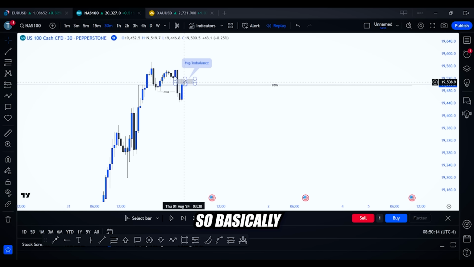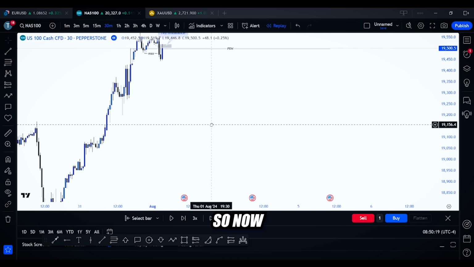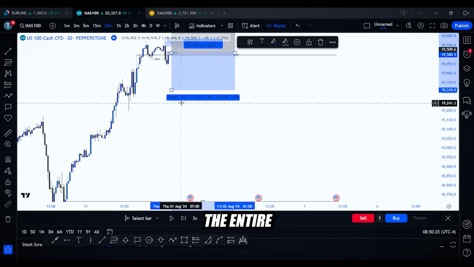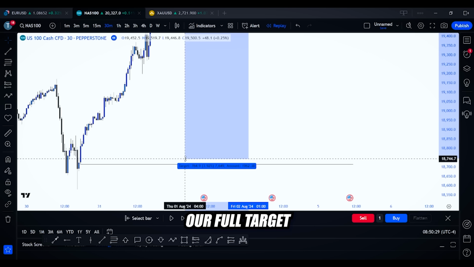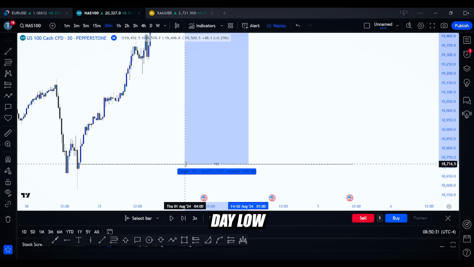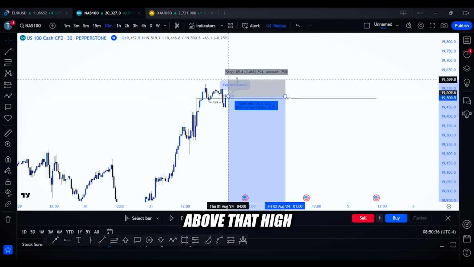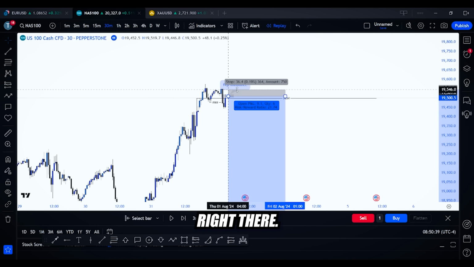So basically your entry is right here. So now we put our tool right there. You see short position, we enter our short position. Our full target is the previous day low, which is what I actually target, and your stop loss above that high. See that high right there?